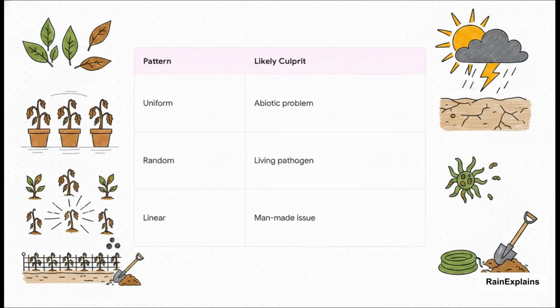We can also eliminate suspects just by mapping out the spatial distribution at the crime scene. If the damage is random, clustered, or scattered across the yard, it strongly points to a living, biotic pathogen that is slowly hopping to adjacent hosts. But if the damage is perfectly uniform, meaning it's hitting all parts of a plant at exactly the same time, or even crossing over multiple different plant species in the same area, we are almost certainly looking at an environmental abiotic issue, like a crazy pH imbalance in the soil or a severe weather event.